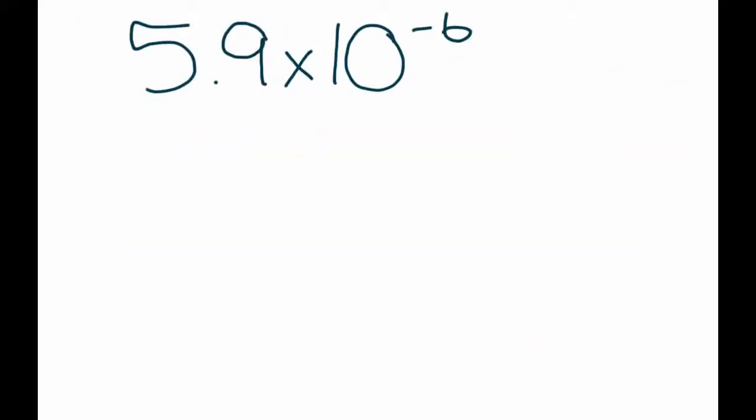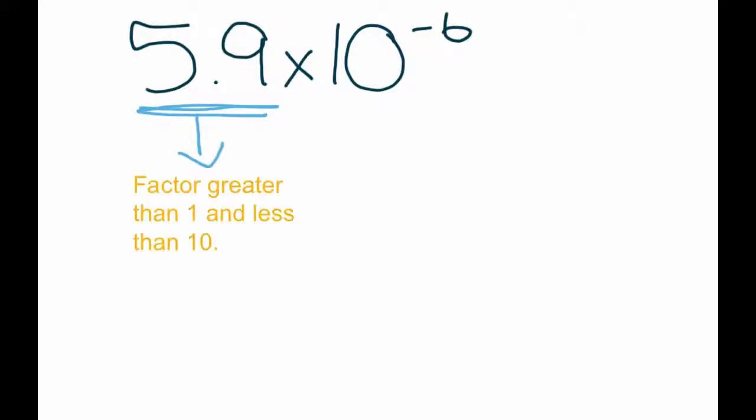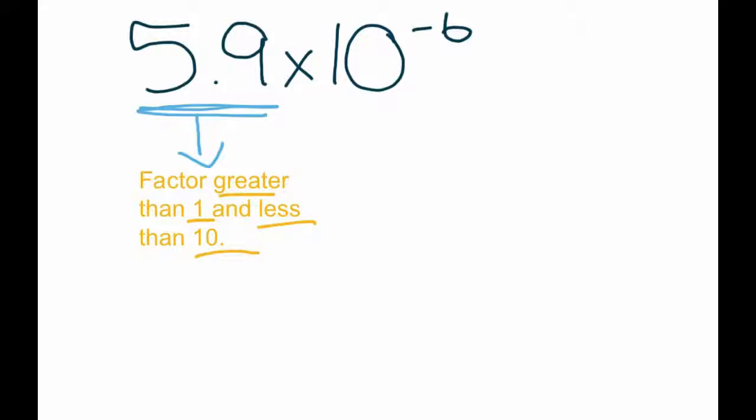Let's look and see if this number is in scientific notation. Here we see that it has a factor of 5.9. 5.9 is greater than 1 and less than 10. We also see that it has an exponent of -6. -6 is an integer. So this would be considered in scientific notation.